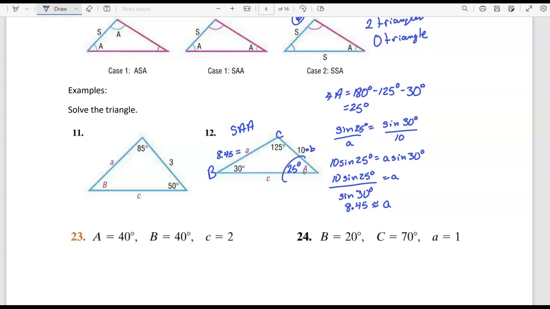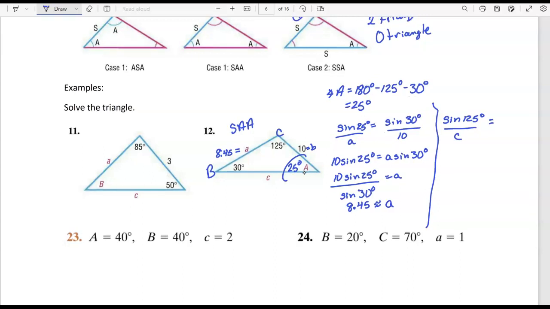So now we've got to figure out C. So we're going to use sine of 125 over side C. And I'm still going to use that B information. Sine of 30 degrees over side B, which is 10. So once again, we're going to cross multiply. So 10 sine of 125 equals C sine of 30. Divide both sides by sine of 30.